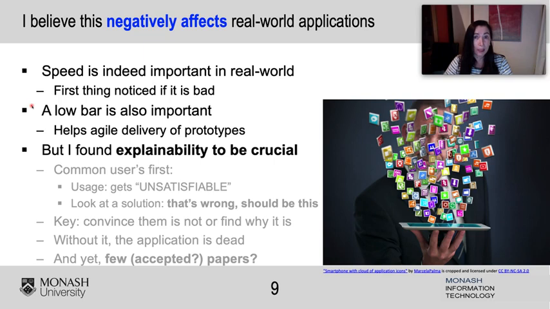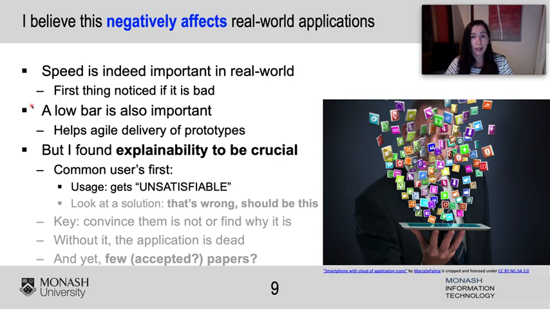crucial. And why? Because as soon as the user starts using it, often it gets unsatisfiable. And how do you explain why? The immediate anger and frustration that comes from the user's point when you do it and it's unsatisfiable is not easy to combat, particularly when it's industry, they're paying you and they are in a hurry.